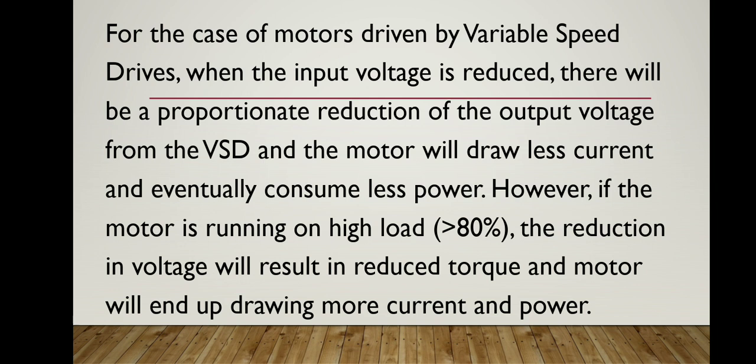For the case of motors driven by variable speed drives, when the input voltage is reduced, there will be a proportionate reduction of the output voltage from the VSD, and the motor will draw less current and eventually consume less power. However, if the motor is running on high load, greater than 80%, the reduction in voltage will result in reduced torque and the motor will end up drawing more current and power.